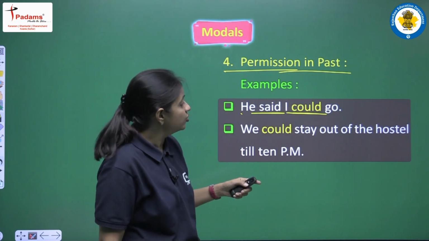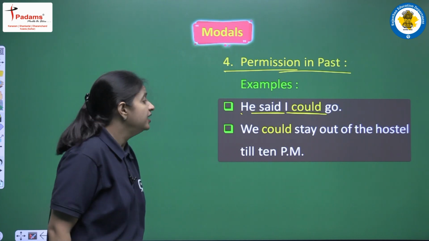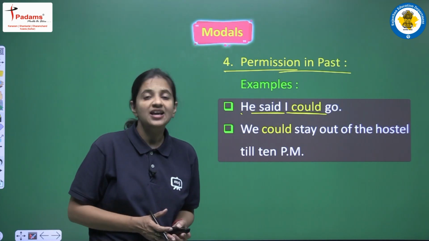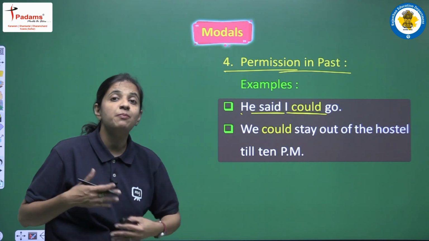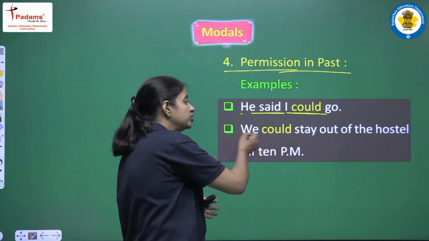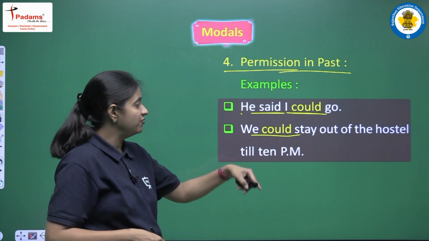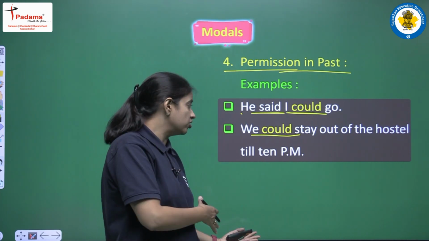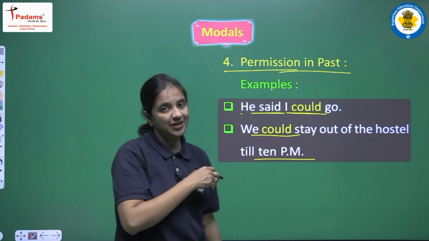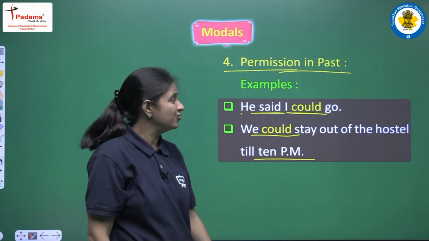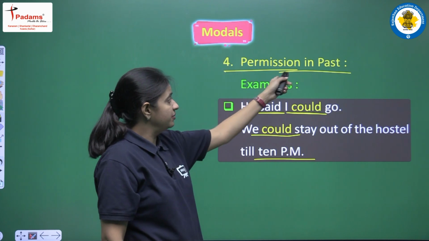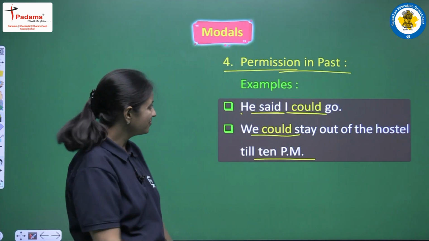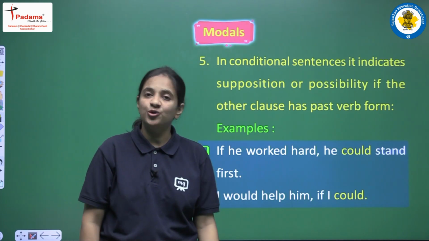Second is: we could stay out of the hostel till 10 p.m. Here also we are talking about permission, and this permission shows past time because we have could here. In the past time we had the permission to stay out of the hostel till 10 p.m. So this is the next use of could, where could is used for permission, but only and only in the past time.